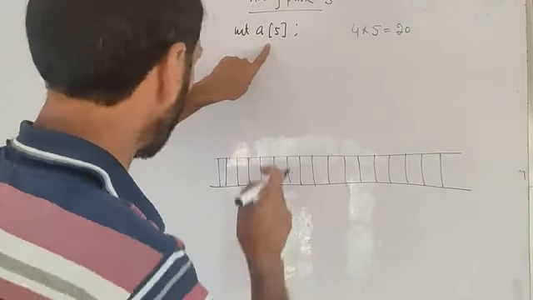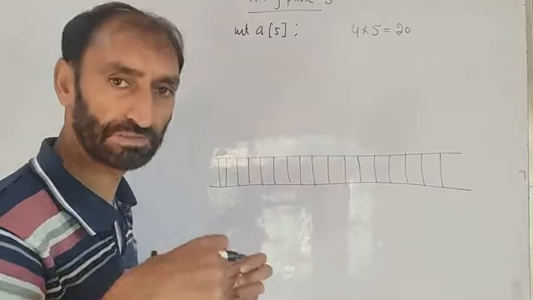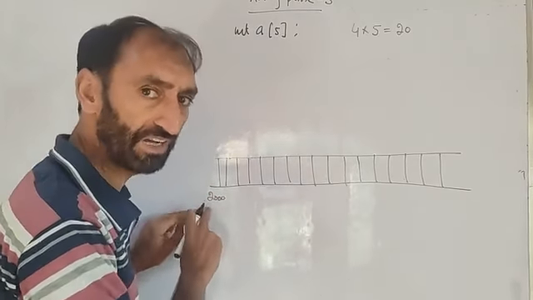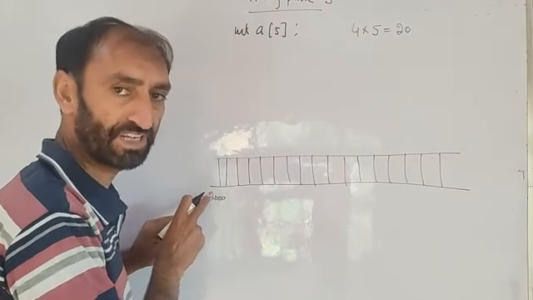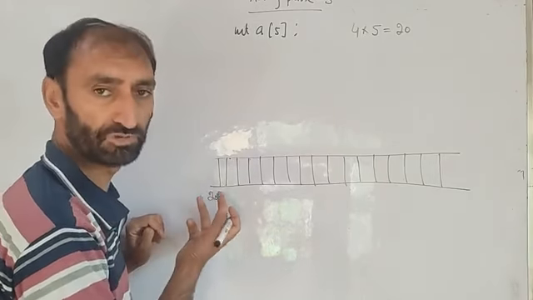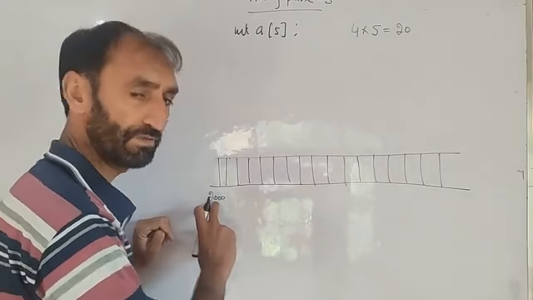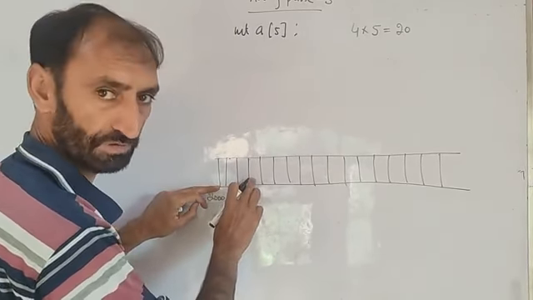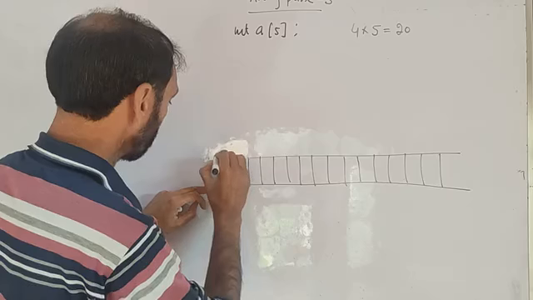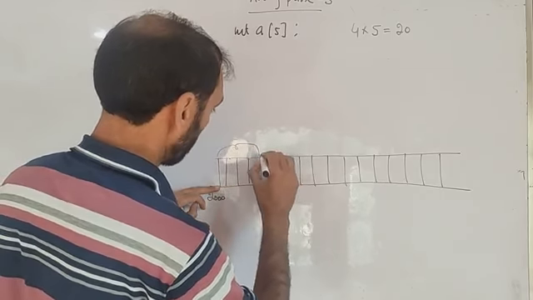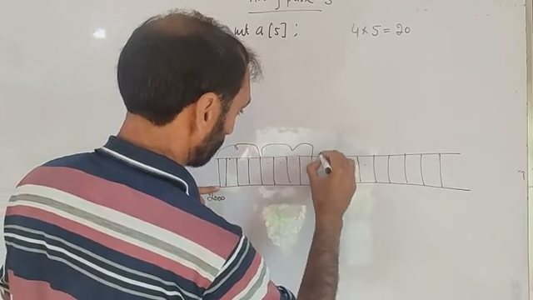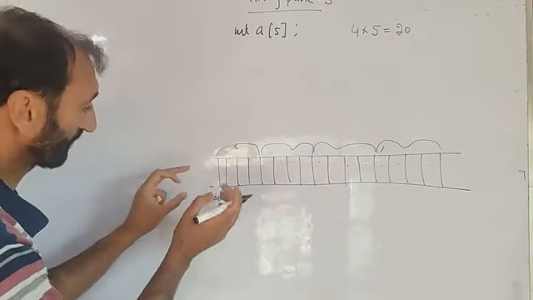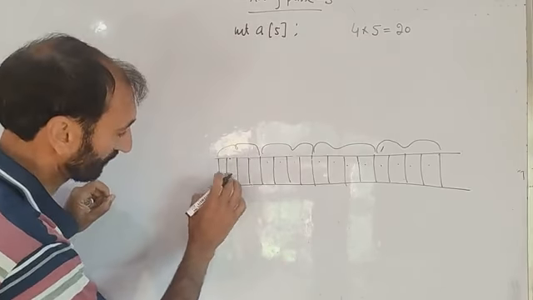Suppose the memory has an address, for example 200 or 2000. Actually, this address is in hexadecimal form. For simplicity, I am taking it as 2000. Each byte has its own address: 2000, 2001, 2002, 2003. Integer takes 4 bytes of memory, so the first element takes four bytes, the second element takes the next four bytes, and so on up to the fifth element.